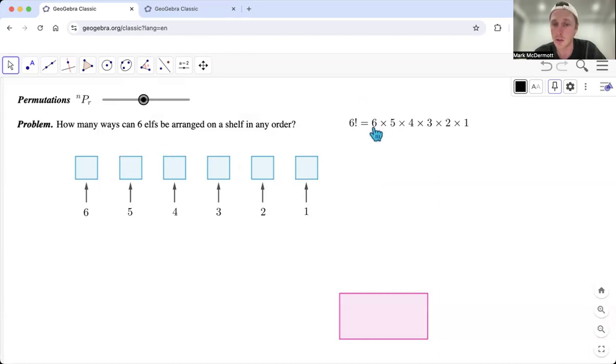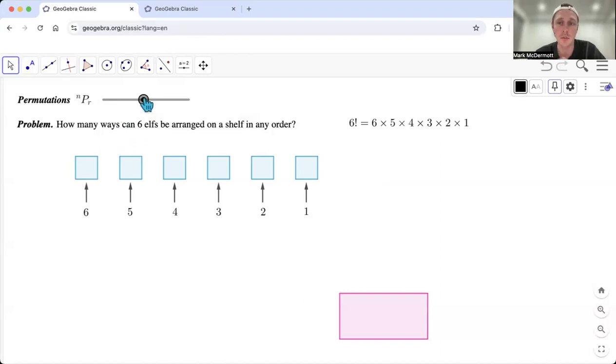We can probably work it out. It's probably not a huge number. 6 times 5 is 30, times 4 is 120, times 3 is 360, times 2 is 720. So there are 720 ways to arrange 6 elves on a shelf in any order.